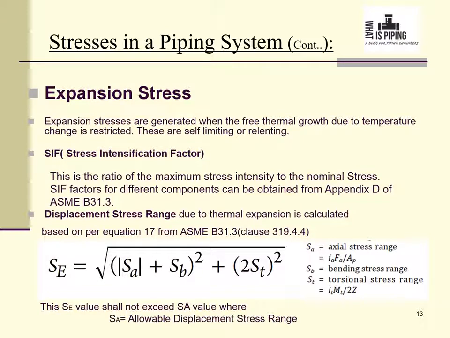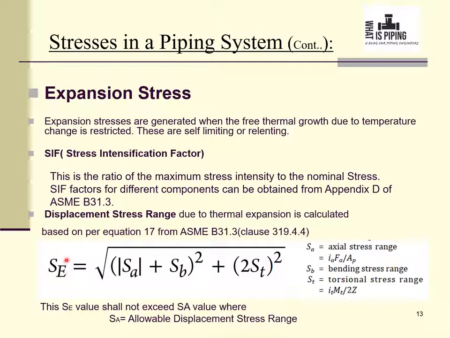Now, how to calculate these expansion stresses? This is called, as per code, displacement stress range. So this displacement stress range due to thermal expansion is calculated based on equation 17 from clause 319.4.4, which is specified as SE is equal to root over of SA plus SB square plus 2ST square. This equation is same as per sustained stress calculation equation, but the terms are totally different. So it is suggested that you refer to the code clause to understand the difference between the equations or terms used in sustained stress as well as expansion stress.